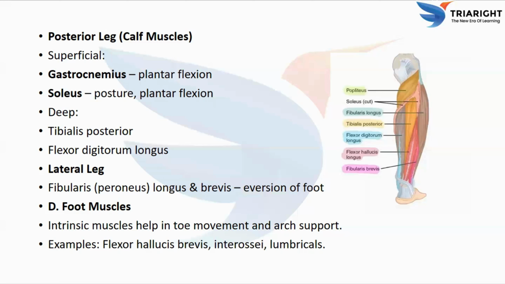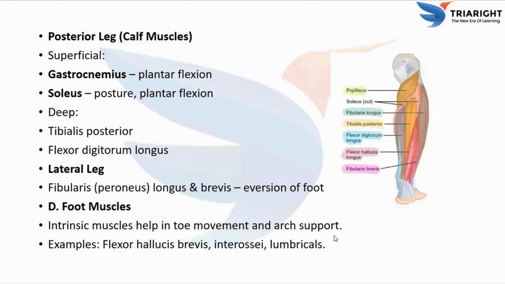So what are the main examples of the foot muscles? Flexor hallucis brevis, and also the interossei and lumbricals. The flexor hallucis brevis flexes the big toe, whereas the interossei help in toe abduction and adduction, whereas the lumbricals flex the MTP joints and extend the IP joints.